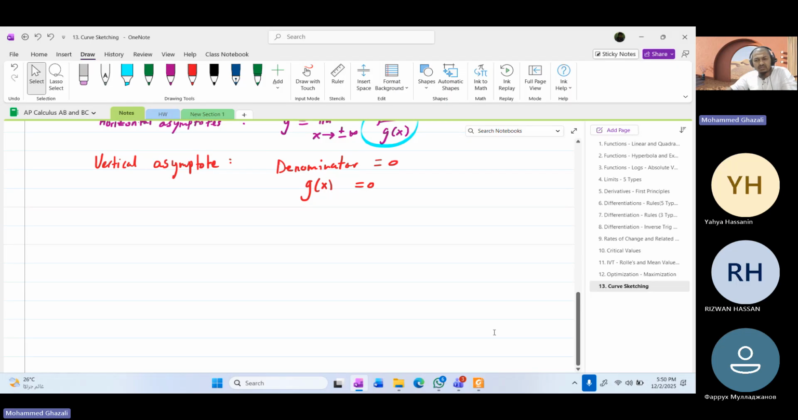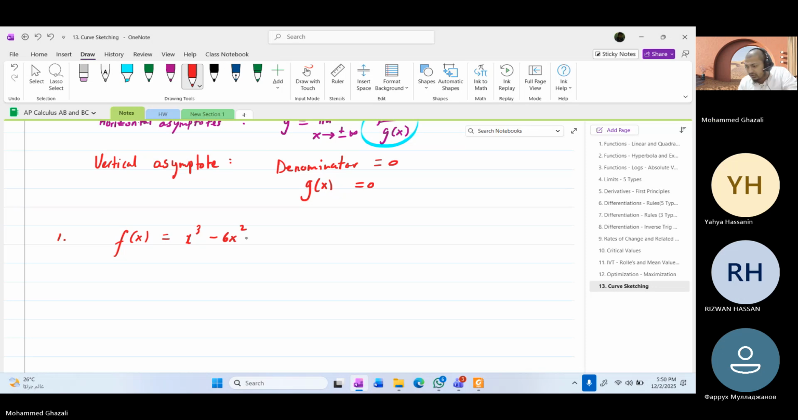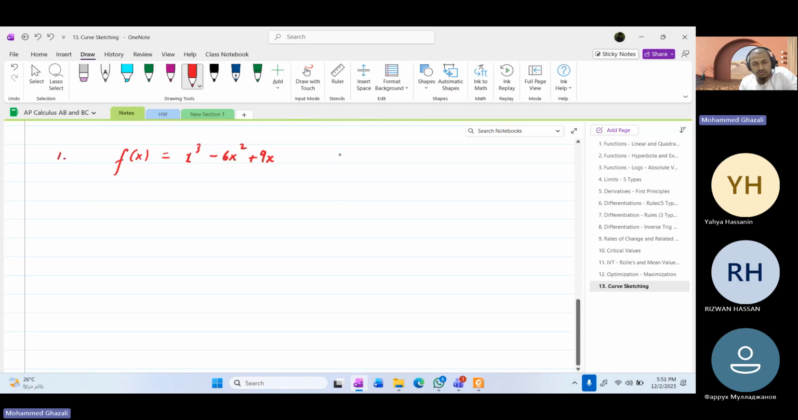Right. So the first problem is, remember, this is a polynomial function, right? f of x is equal to x cubed minus 6x squared plus 9x. So we'll do exactly what we have done above, and go through a polynomial function, which is this. Now remember, when you're sketching this graph, it's an accurate sketch indicating all the important points.